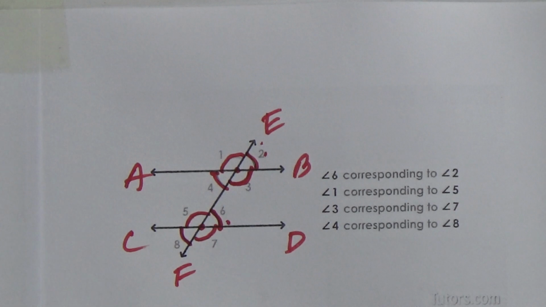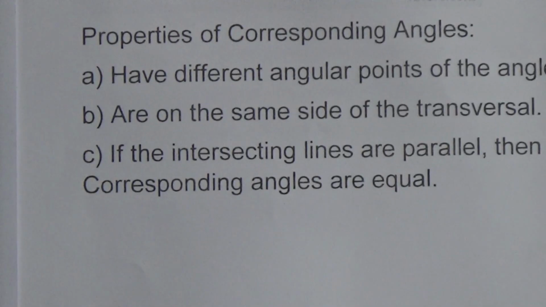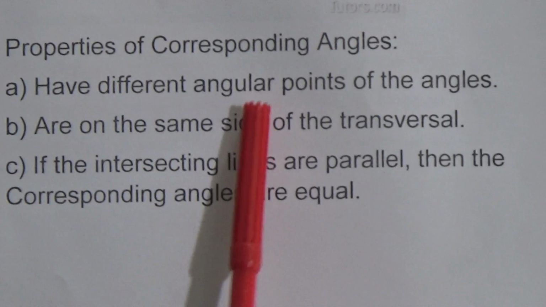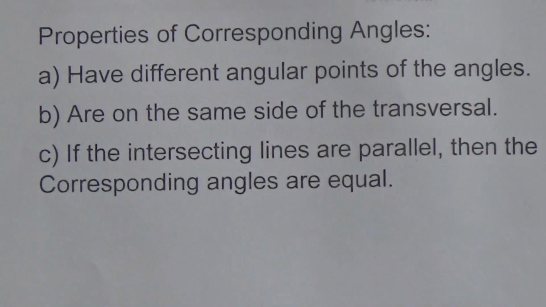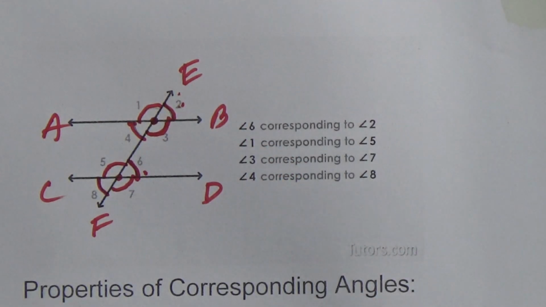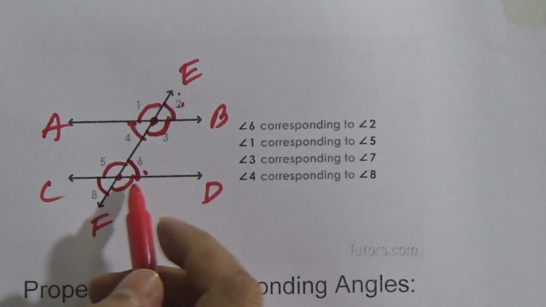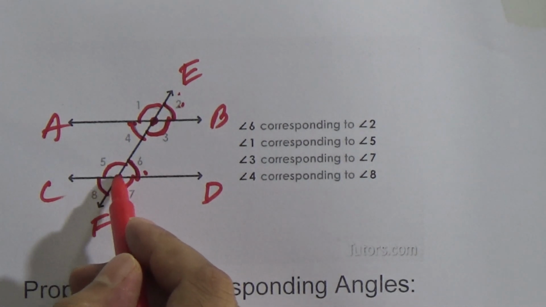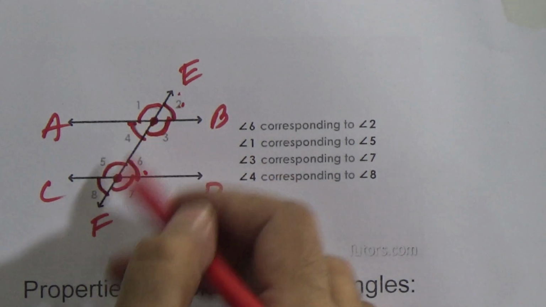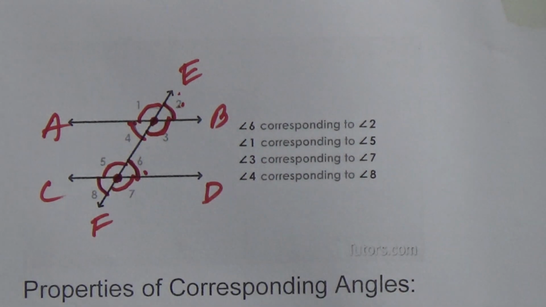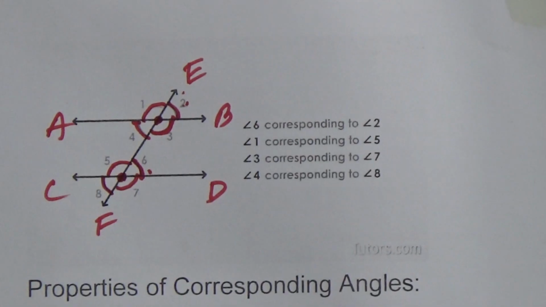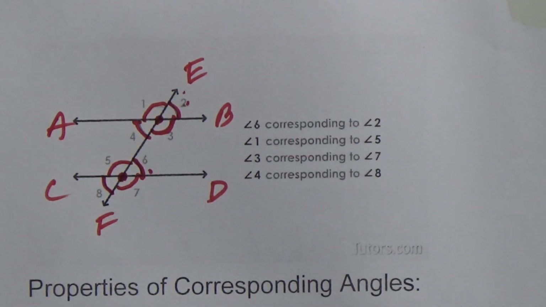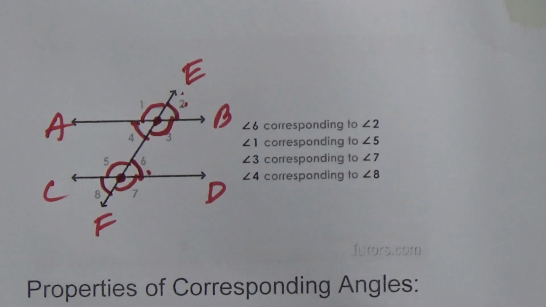Dear students, the properties of corresponding angles: they have different angular points. Here, if we consider angle 2, the vertex is this point, and if we consider angle 6, this is another vertex. Here these two vertices are different. So the vertex, meaning the angular points of these two angles 6 and 2, are different. So the angular points of corresponding angles are different.